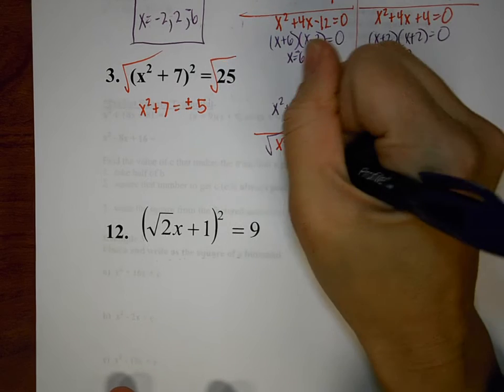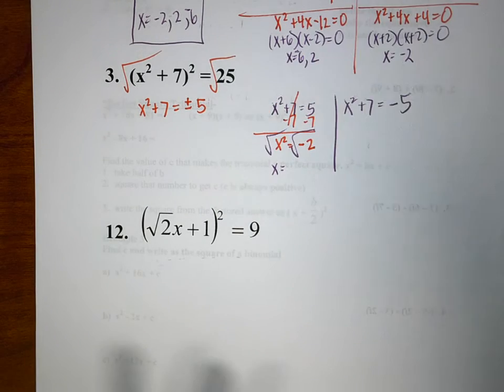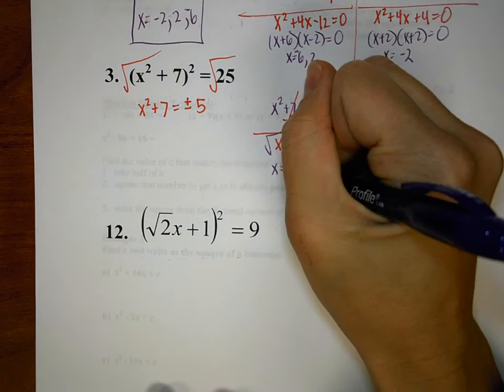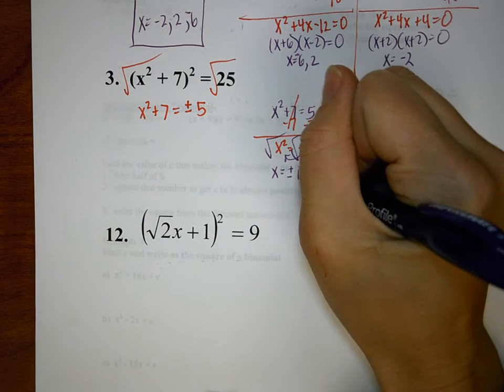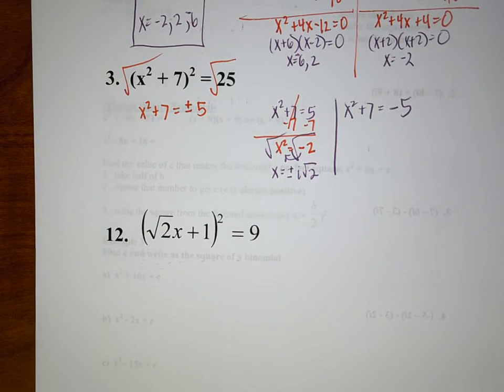Very good. Take the square root of both sides. And again, what happens when I square root both sides? Plus or minus. What do I do with that negative? Good, it comes out. So I have i root 2. And can that be simplified any further?